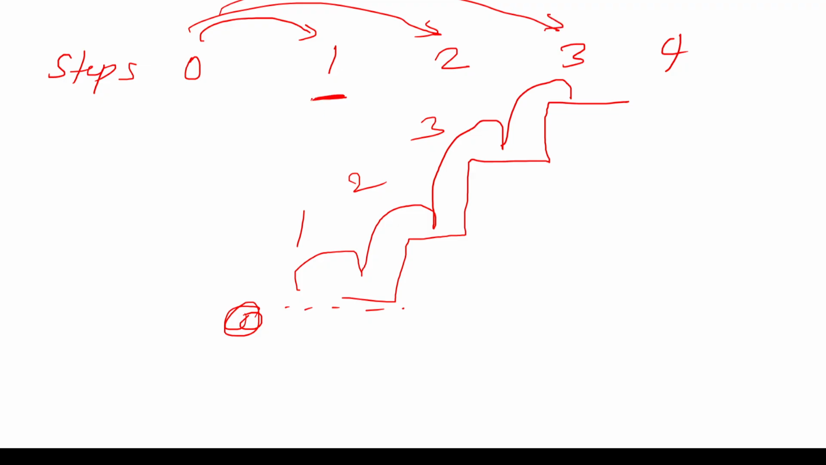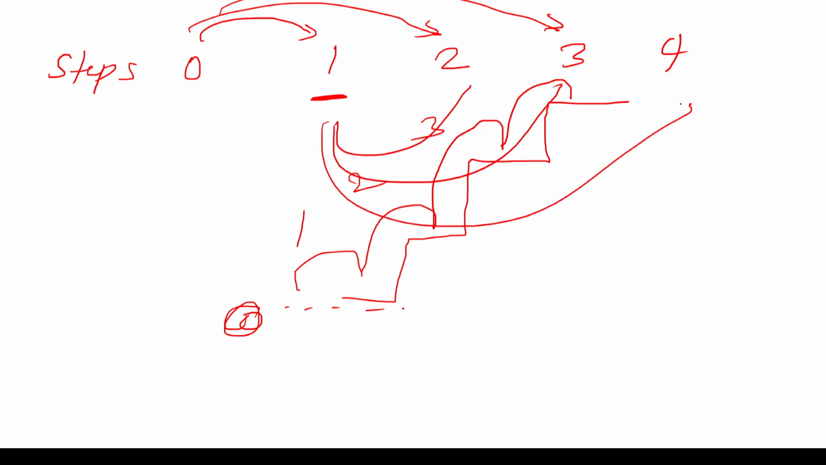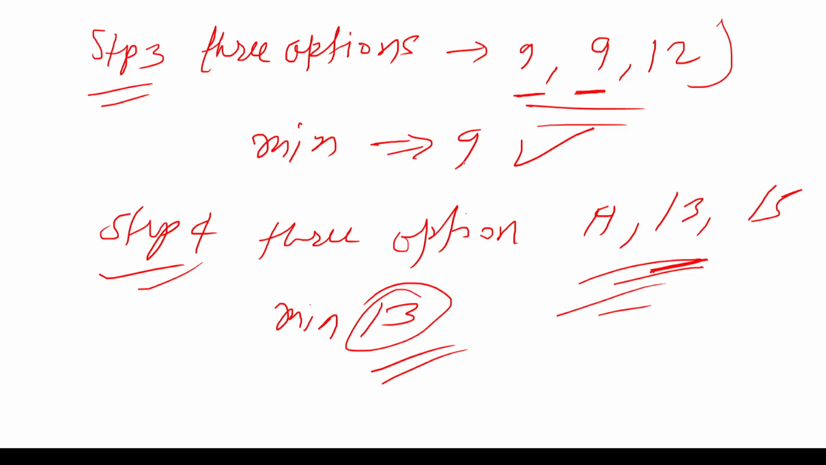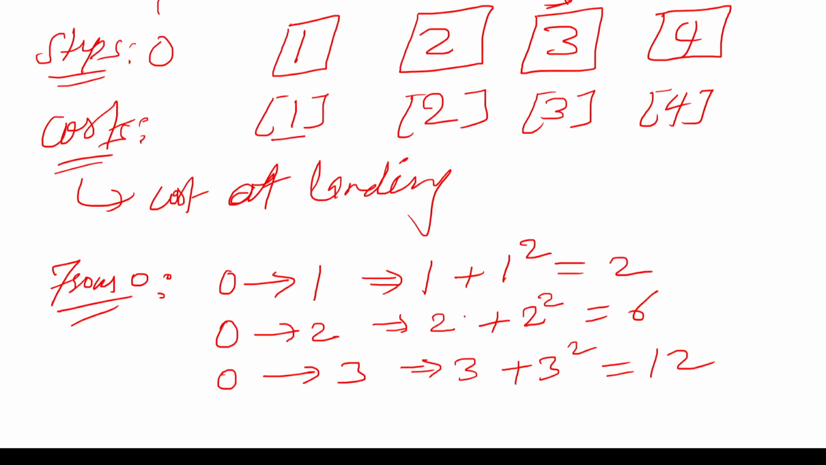If you reach some step, from there you can go 1 step, 2 steps, or 3 steps. When you are further along, only 1 step or 2 steps are possible. When you reach 3, you can go only 1 step. When you reach the end, there are no more steps to go. But each time you get some minimum, you have to update the minimum and return the cost.